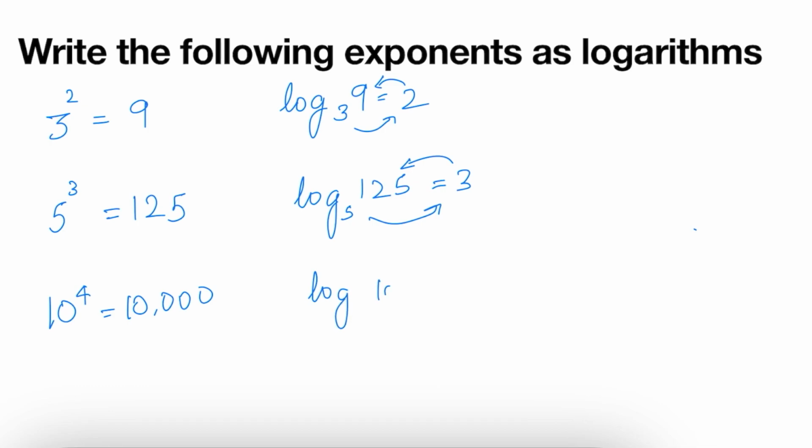Again, log 10,000 to the base 10 is equal to 4. Okay, so this is how we write exponents as logarithms.